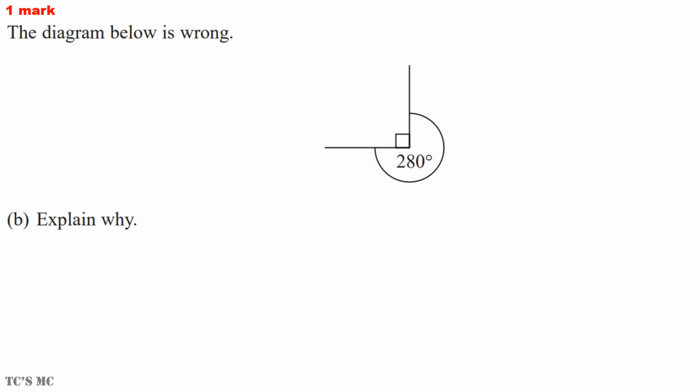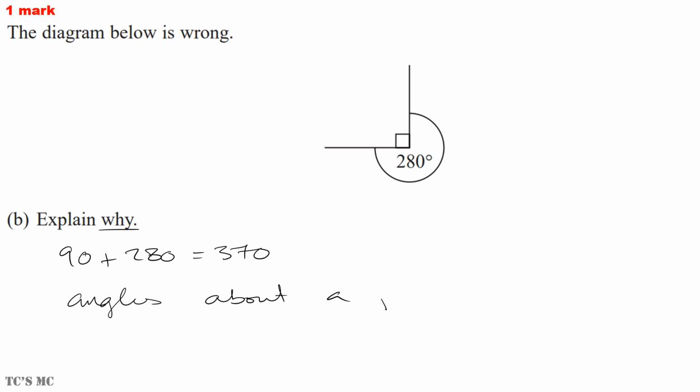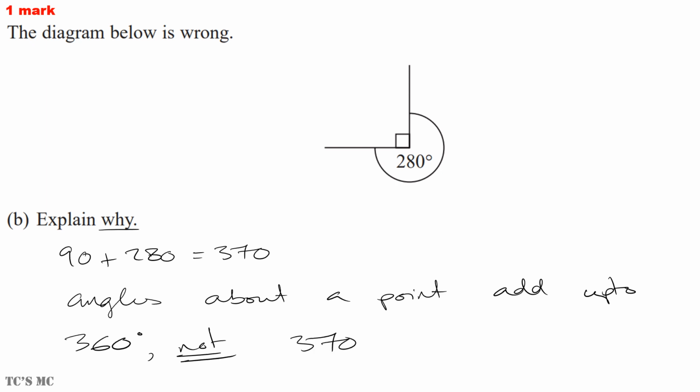The diagram below is wrong. Explain why. To start with, I'm going to write out 90 add 280 is equal to 370. Then I'm going to say angles about a point add up to 360 degrees, not 370 degrees. And now we have 1 mark.